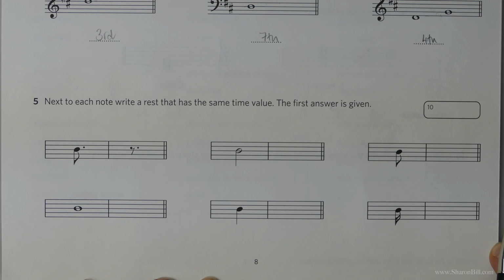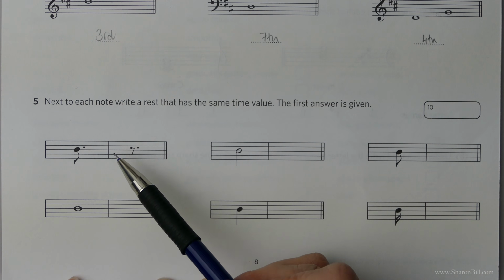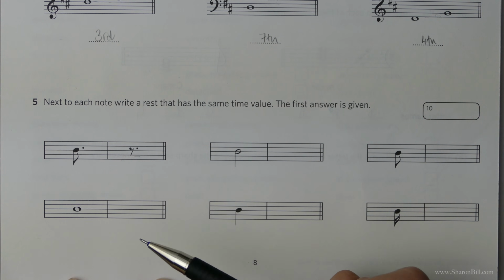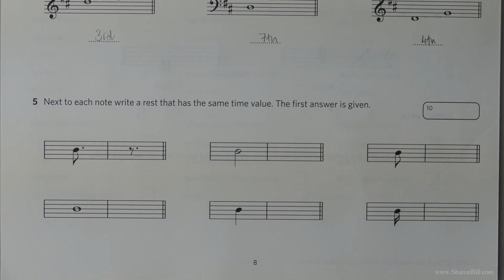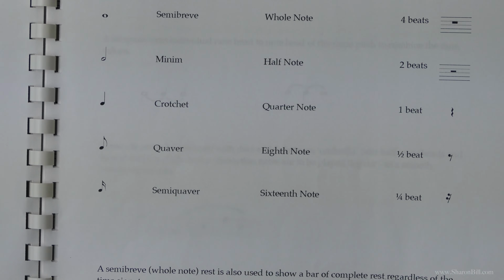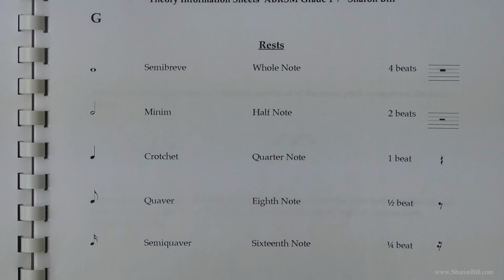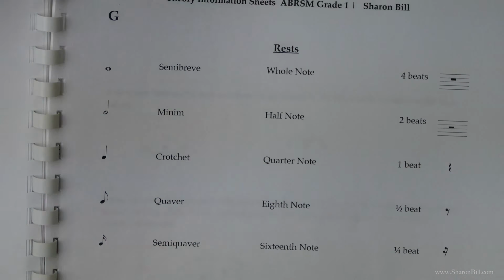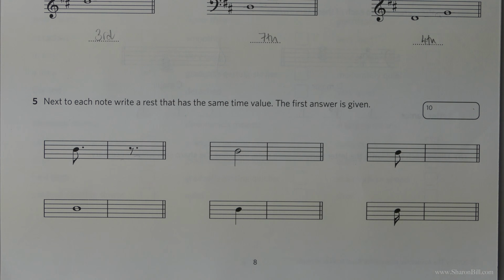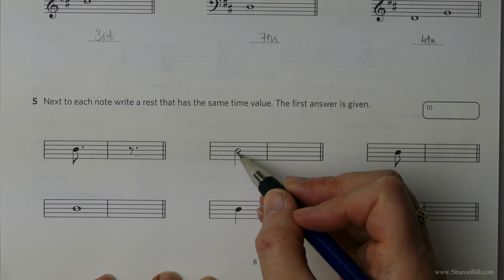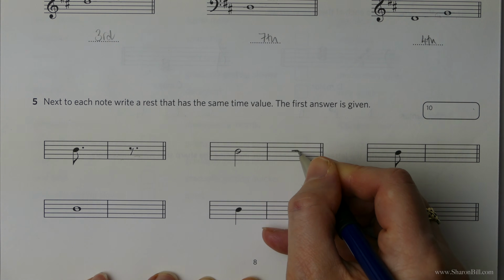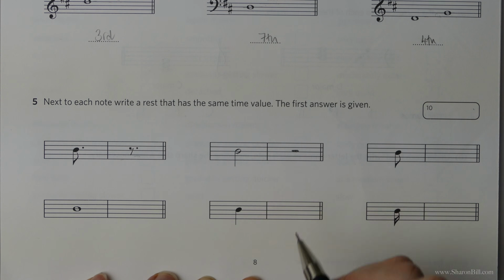So for this last question on this page, we need to write a rest of the appropriate time value to the given note. So this is referring to, in your PDF or in your workbook, the section I refer to as section G, looking at rests values and their relative note values. So it's just testing that. So this is a minim or a half note, and so a 2-beat rest to match a 2-beat note just sits on this middle line here.